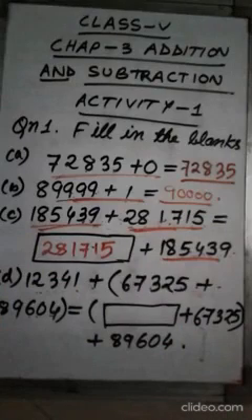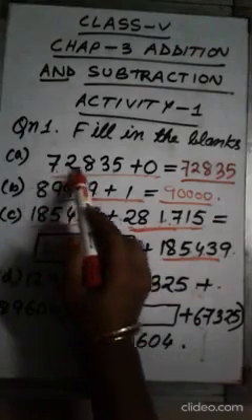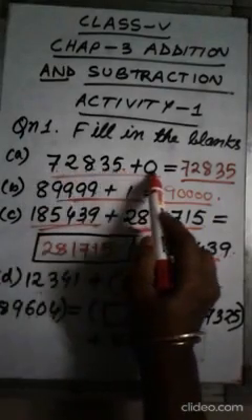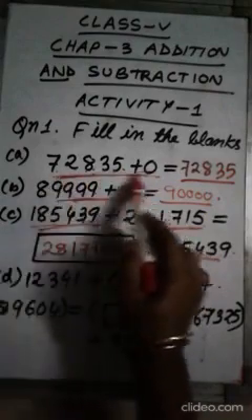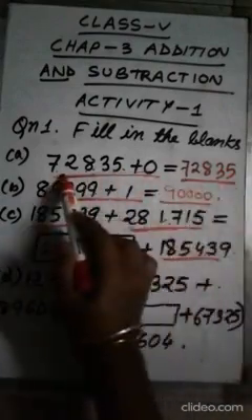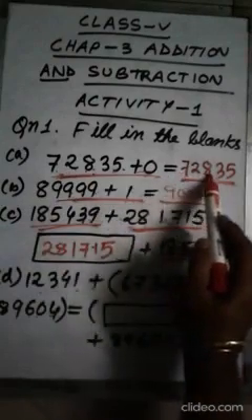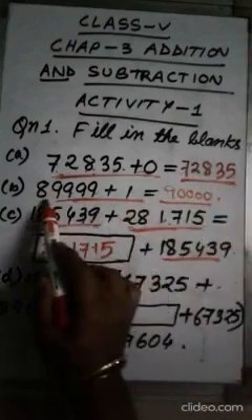Question number 1, fill in the blanks. You can see that 72835 is added to 0. If any number is added to 0, its value doesn't change. So the result will be the same number, 72835.